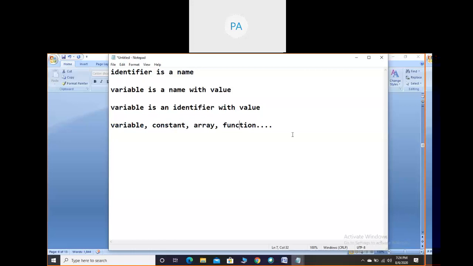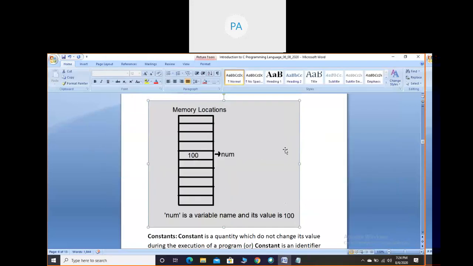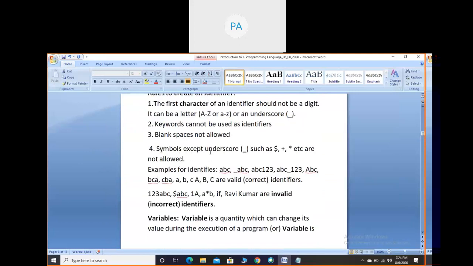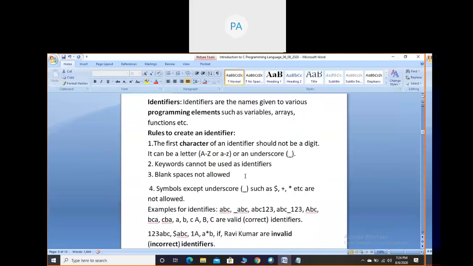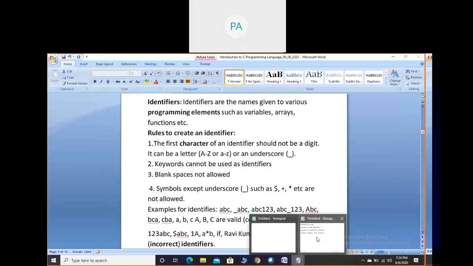Otherwise what we people will do is we'll learn those variables, constants, arrays, function names by heart. We should not do like that. We have to remember the identifier rules. If you remember the identifier rules, then no need of by heart, you can write on your own. So in one program you can write the variable name as abc, in another program bcd, like that, because we have remembered the identifier rules.